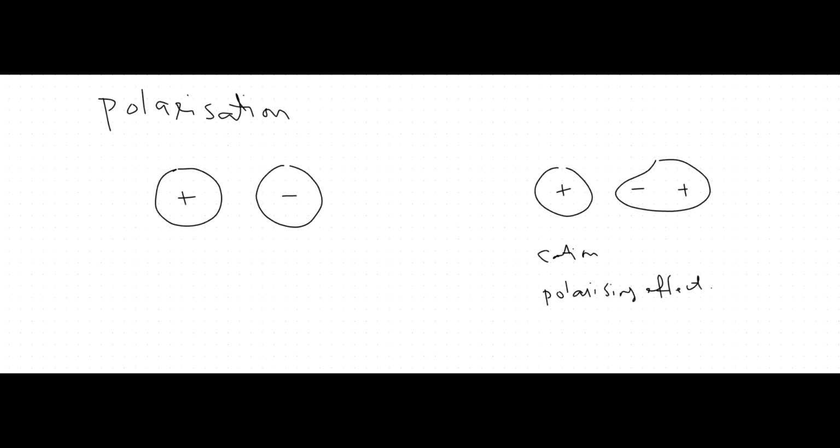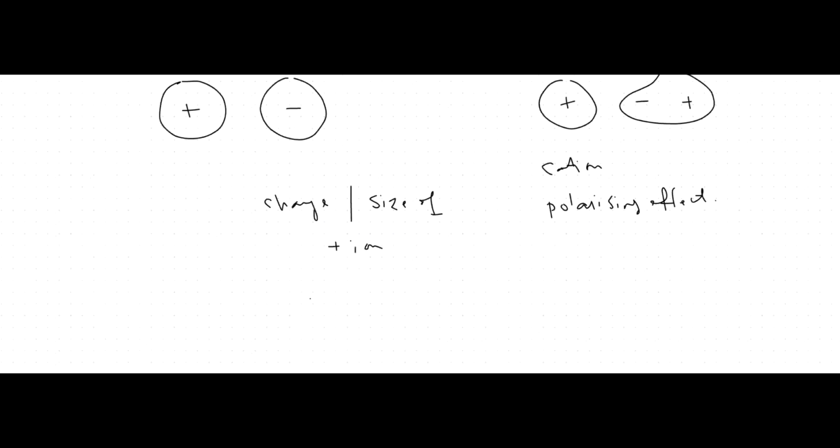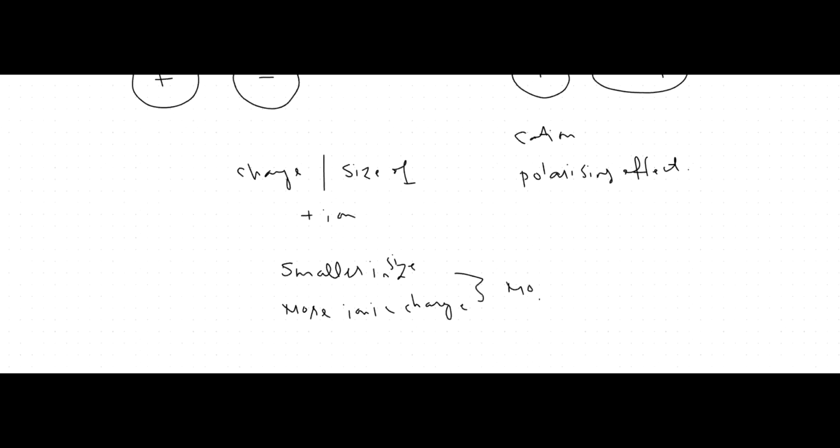There are some factors on which this polarization will depend. The first thing is the charge and the size of our cation. Charge and size of positive ion. If the positive ion is smaller in size and having more ionic charge, that will have more polarizing effect. It means that it can attract the electrons more strongly. Okay, smaller size, more ionic charge.